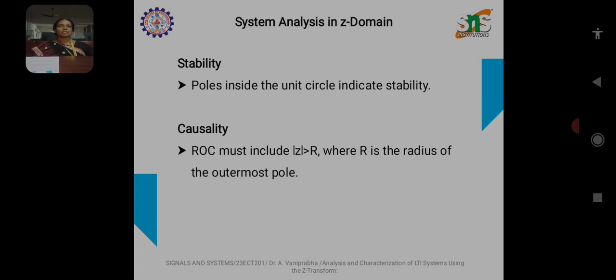System analysis in Z domain. So the analysis means the two things are being analyzed for any system in Z domain, stability and causality. If all the poles lie inside the unit circle, then the system is termed as a stable system. And if the ROC includes the unit circle, then the system is named as causal, where R is the radius of the outermost pole.